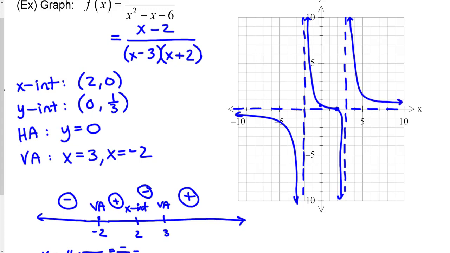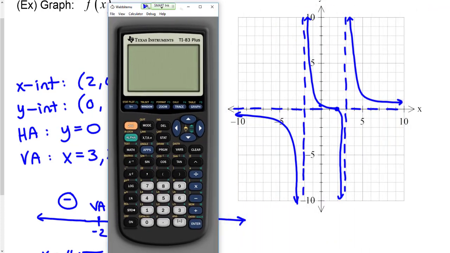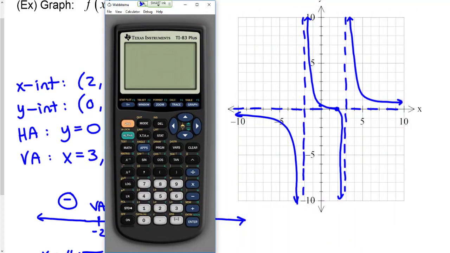So it's going to look like this, right there. So that's a graph of my rational function. Let's compare that to what the calculator comes up with. And I'll drag this over a bit because I don't want to cover my graph. All right, so y equals, and I have x minus 2 divided by the quantity x squared minus x minus 6. Let's graph it. Just compare what it looks like.